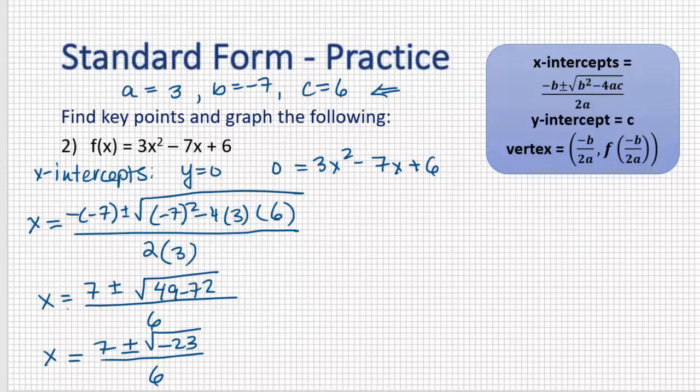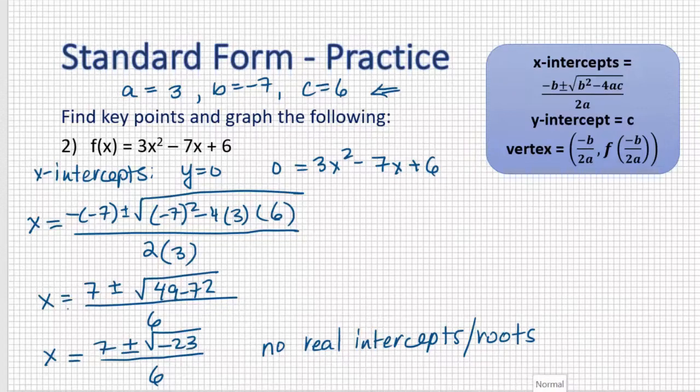Now you'll find that if you try to punch in the square root of -23 in your calculator, it'll give you an error. We can't take the square root of a negative number. What this means is that although this is a number, it's a complex number. It has an imaginary component. It means that there are no real intercepts or no real roots. That means that this parabola doesn't cross the x-axis.